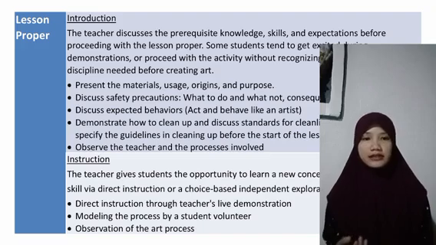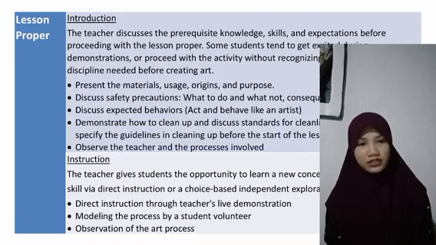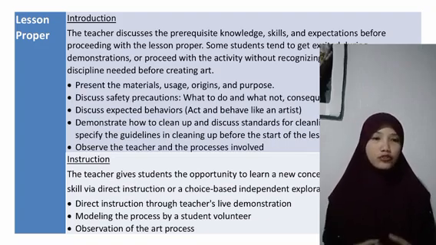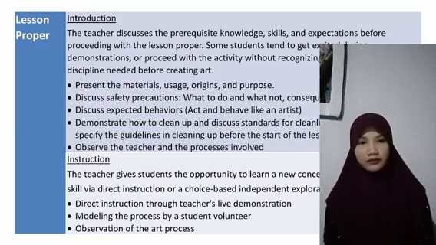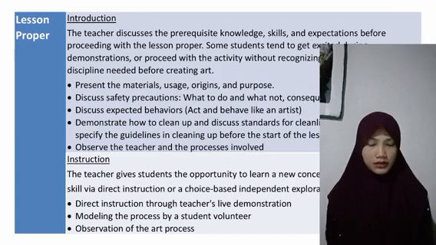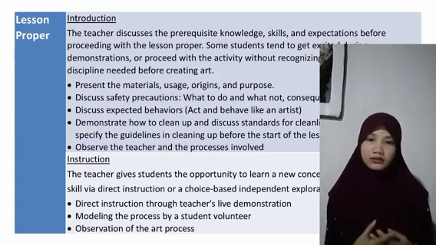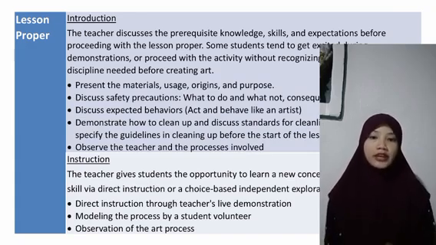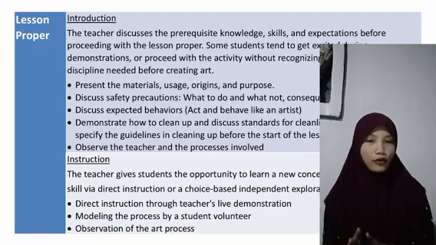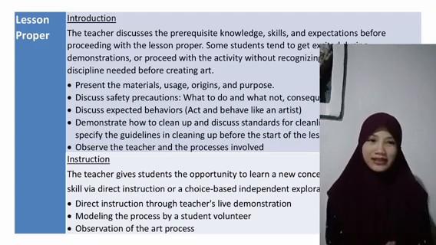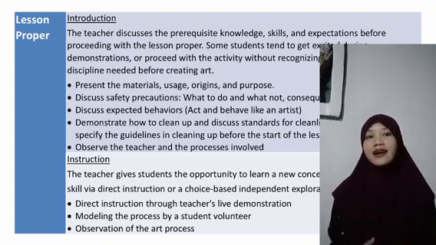Second is pwedeng i-discuss din ng teacher yung safety precautions, which is ano yung mga dapat gawin ng mga student at saka ano yung mga hindi nila dapat gawin or ano yung mga consequences. Then, magdi-discuss ka din ng expected behaviors from the student. Like, you're going to let the student know that they should behave properly or dapat maging silent lang sila, para maging mas mukha silang artist or just like an artist.